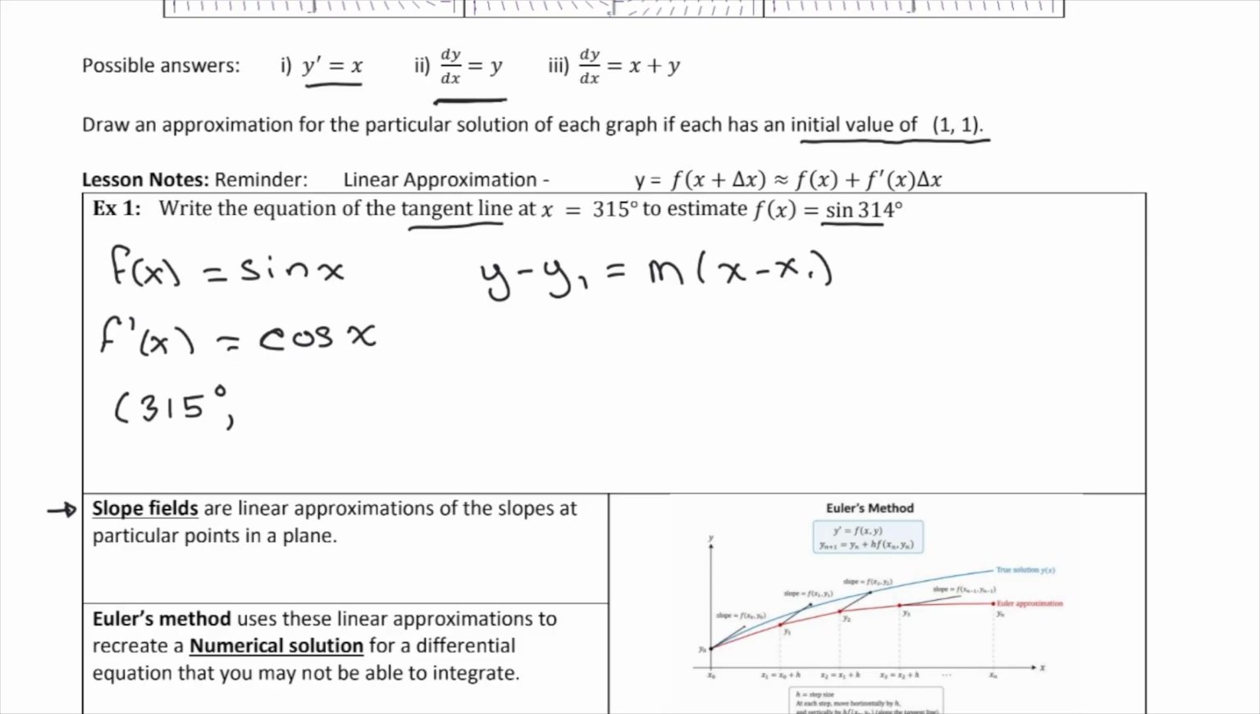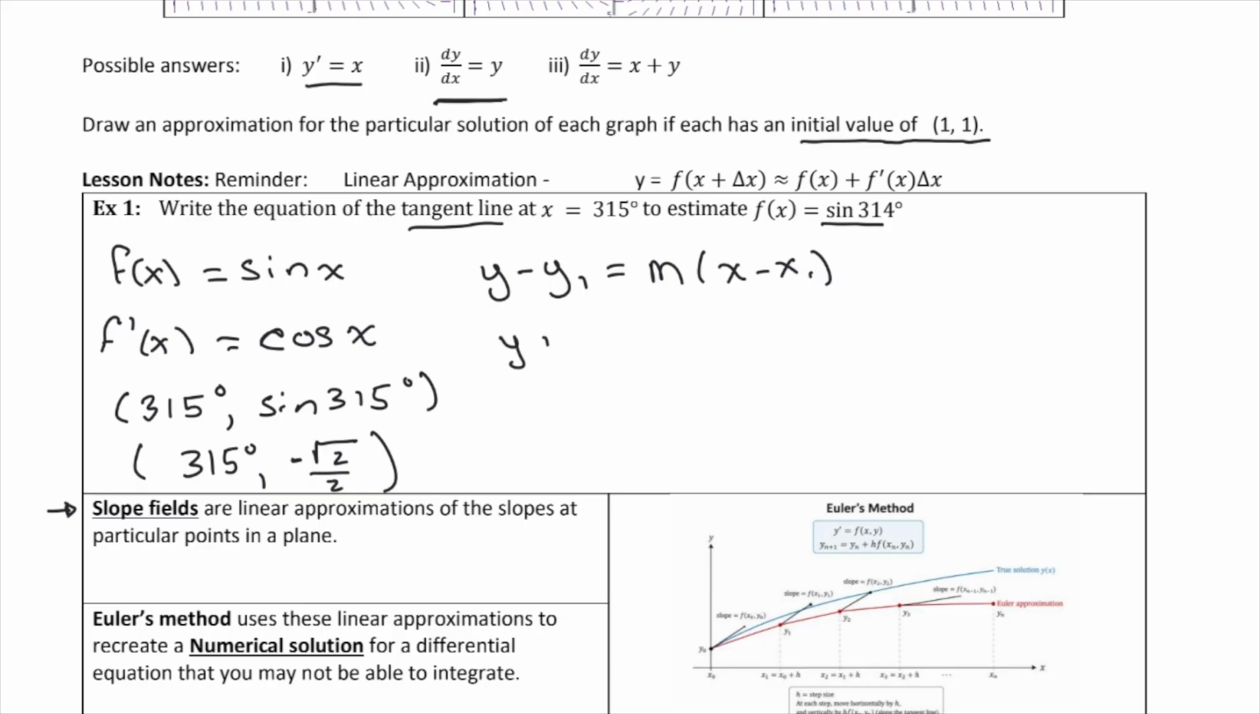315 degrees and the sine of 315 degrees, because these are values on the unit circle, and we should know what the sine of 315 degrees is. Of course, that is going to be negative square root 2 over 2, and then we'll have our 315 degrees. So we now have our x and the y that we can use for the equation of our tangent line.